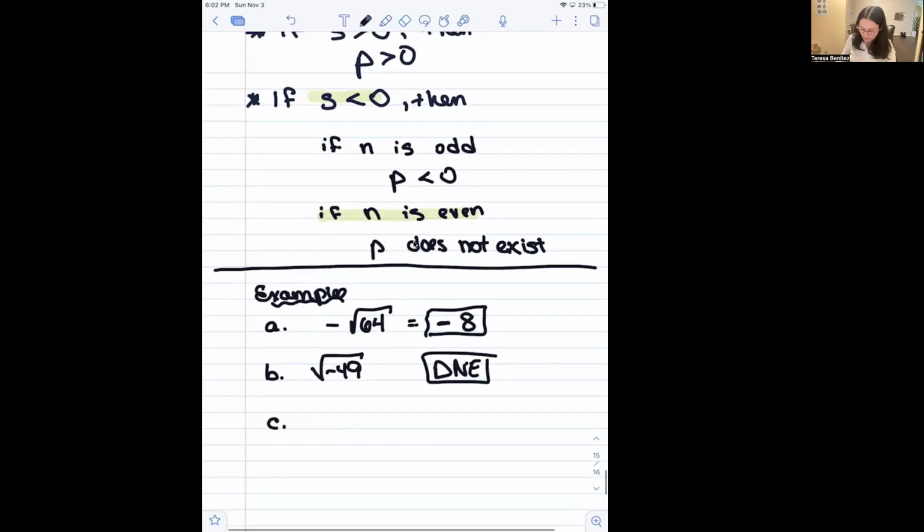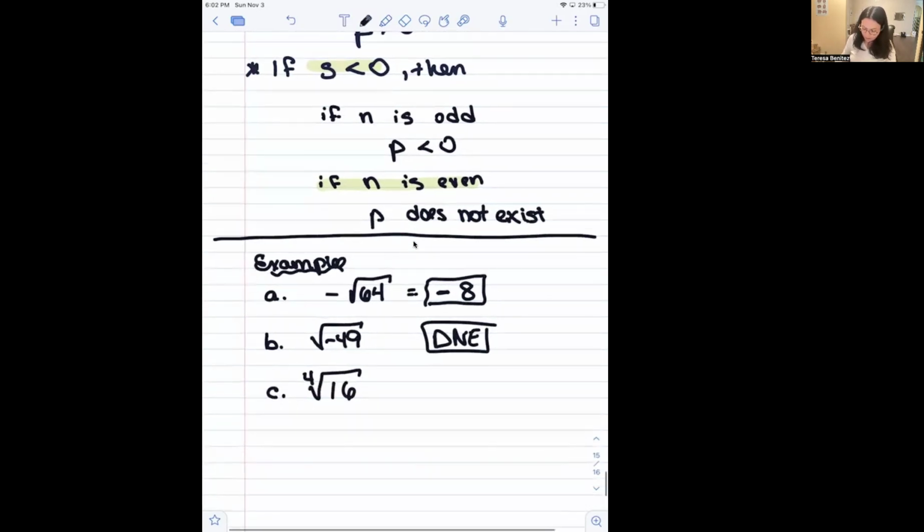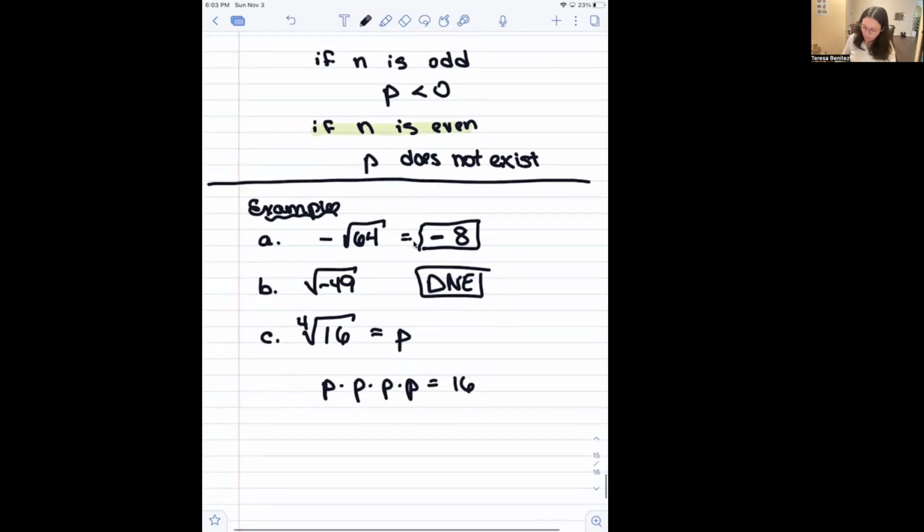All right. Example C. I'm looking for the 4th root of 16. So this will be equal to a number P. Let's call it P, but you can call it whatever you want. So I'm saying that P times P times P times P is equal to 16. P multiplied by itself 4 times. And this, you could do with a calculator or you can start guessing, will be equal to 2. 2 times 2, 4 times 2, 8 times 2, 16.